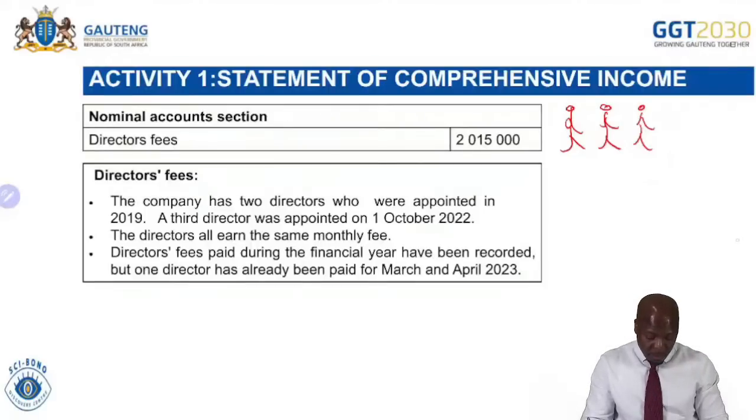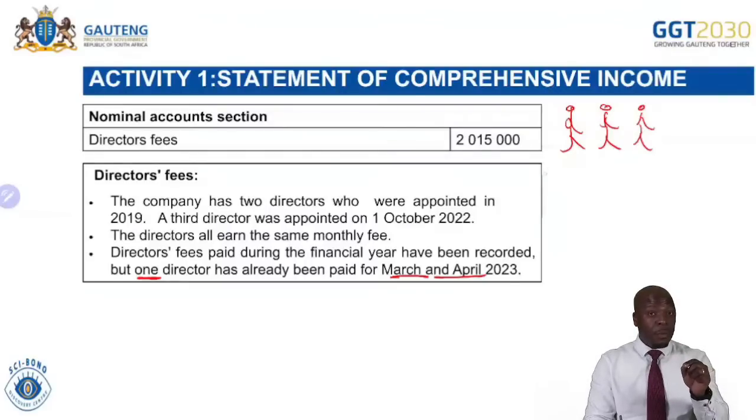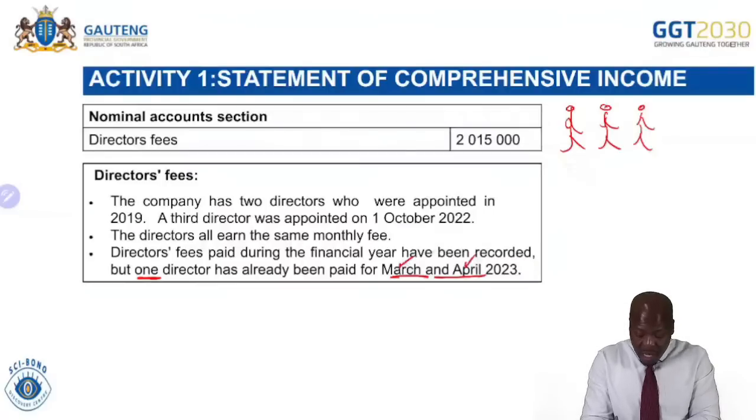Very important. Directors' fees paid during the financial year have been recorded, but one director has already been paid for March and April. The financial year is ending when? In February. So that means director number 1 here has not received for 12 months, but has received for 14 months. Why 14? Because the director has received for March and April. So this director here has received for 14 months. But the second director here has received for what? 12.